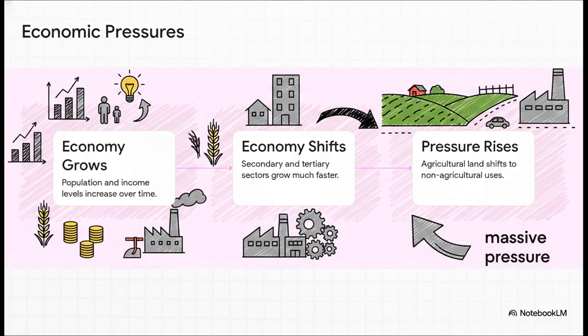First, the overall size of the economy grows. Populations boom, income levels rise, and technology advances. Second, the whole makeup of the economy shifts. Sectors like industry and services start expanding way faster than agriculture. And finally, massive pressure on our fixed land asset. You start seeing a gradual yet super sharp shift, especially around urban areas, where prime agricultural land is converted into building sites for factories, shops, and highways. Basically, the non-agricultural sectors are just outbidding agriculture for the exact same space.